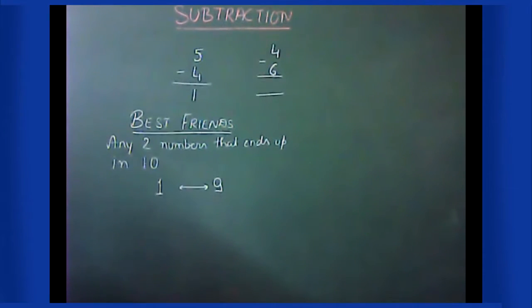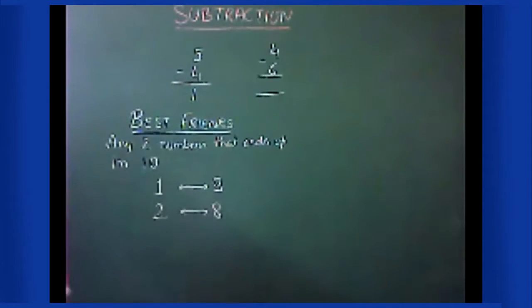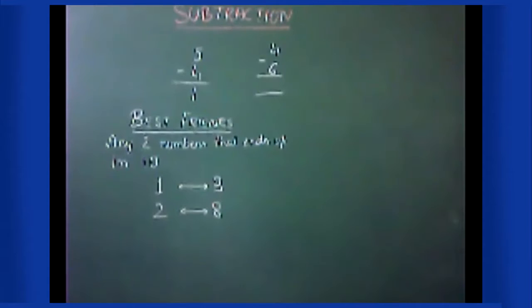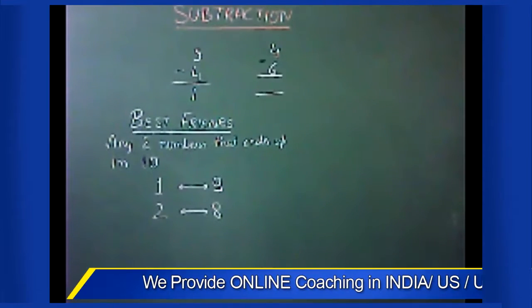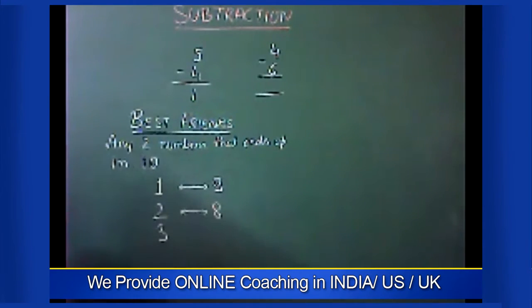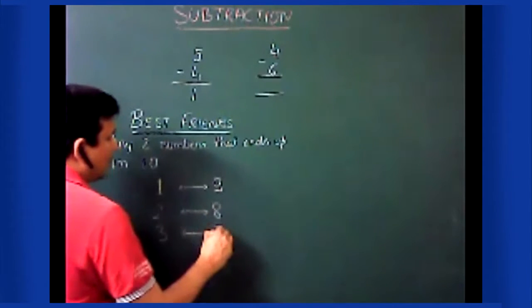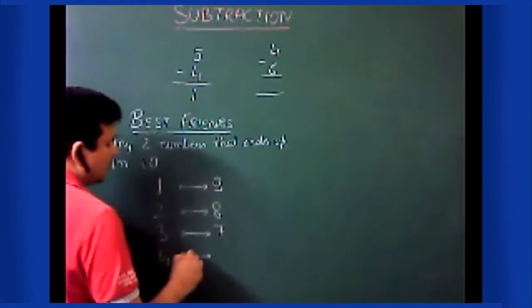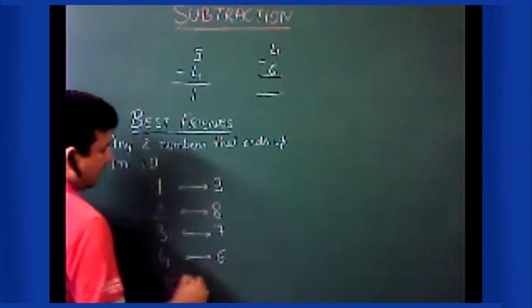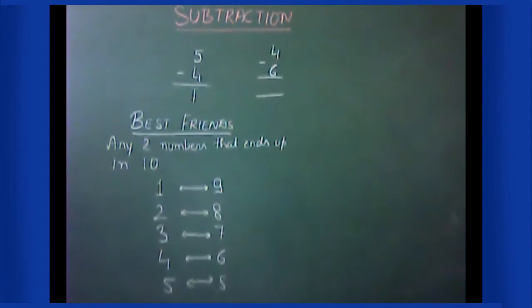Similarly, 2 and 8 are best friends. 2 plus 8 is 10 and 8 plus 2 is 10. So 2 and 8 are best friends. 3, what should be the best friend of 3? 7. Yes, 3 and 7 are best friends. 4, 6. Good. And 5 and 5 are best friends. So these numbers together always add up to 10, and these numbers are called best friends.